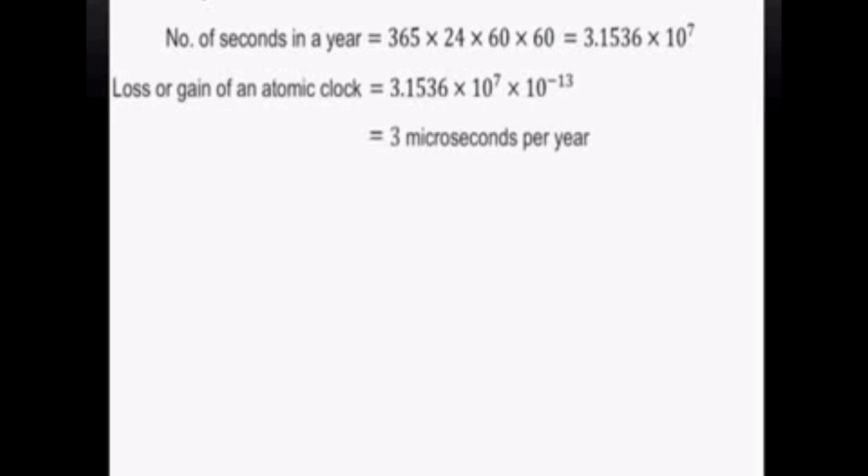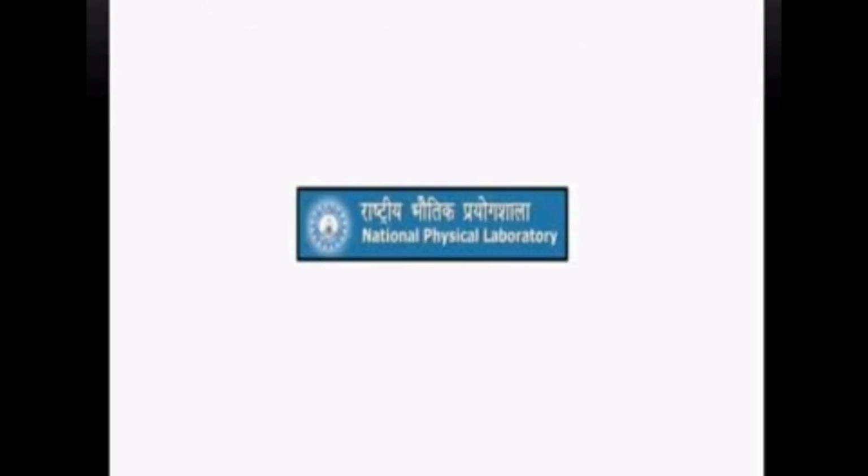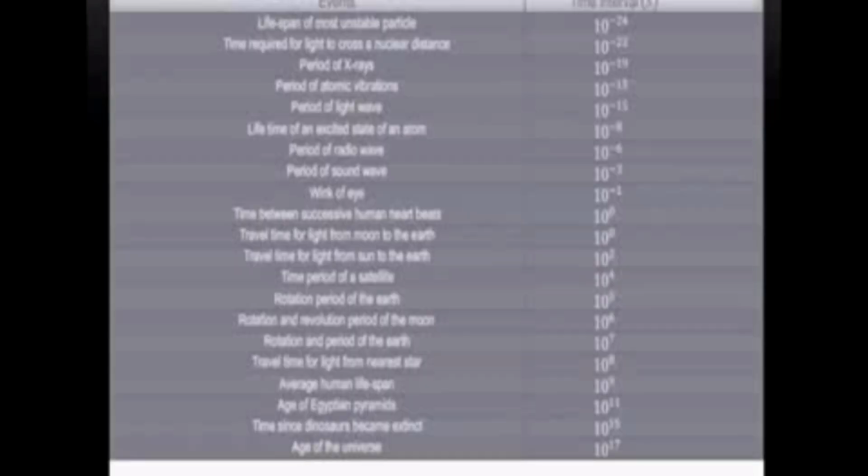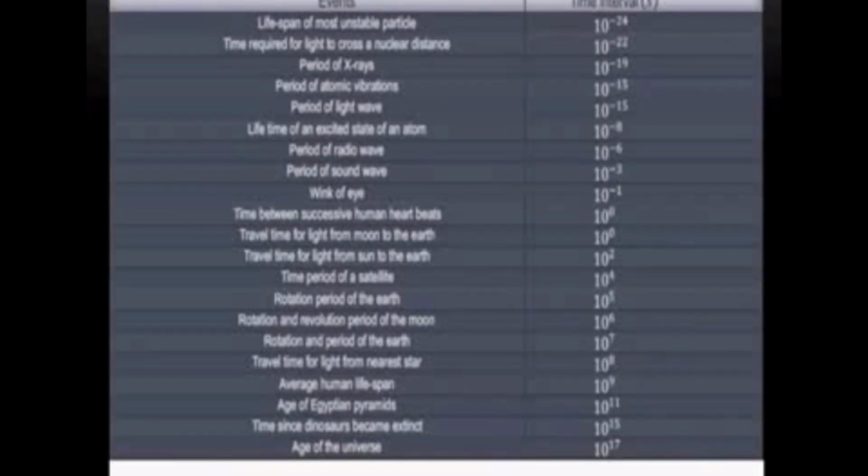So 3 microseconds per year. Per year, the error is 3 microseconds. Okay. So these are all the measurements of the National Physical Laboratory. They calculated that in the atomic clock, the error is 3 microseconds per year. Only microseconds, not equal to a second. Microsecond. So that gives the time interval.